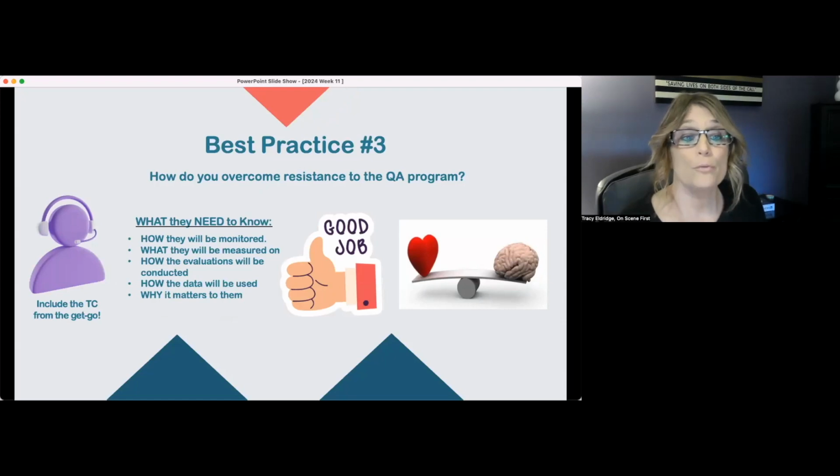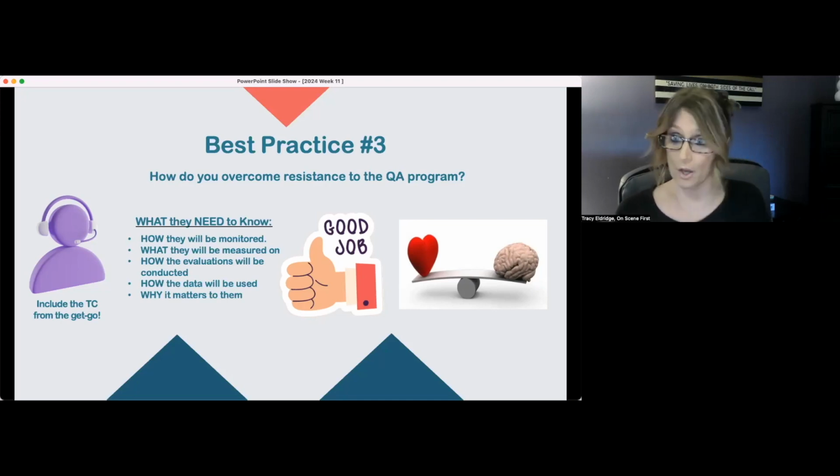Best practice number 3, how do you overcome resistance to a quality assurance program? Well, first, the telecommunicator should be involved from the get-go. It should be communicated to them what's going to happen, what's going to take place, how long they are going to have to learn the process. They should not be disciplined within the first couple of months of utilizing the product, or call volume wise, because a couple of months in my jurisdiction and a couple of months in a busy system are going to be two totally different things. What that telecommunicator should be told is what they need to know.